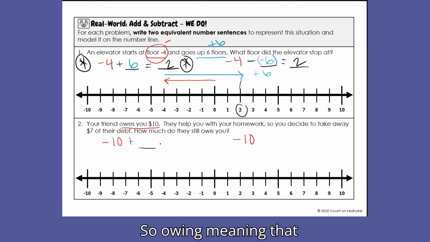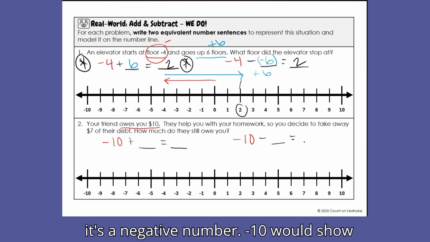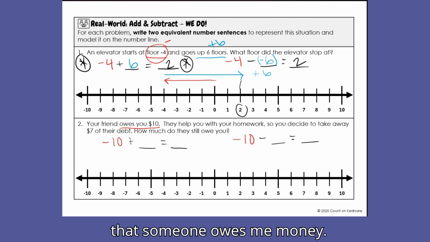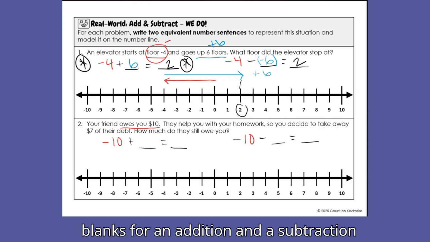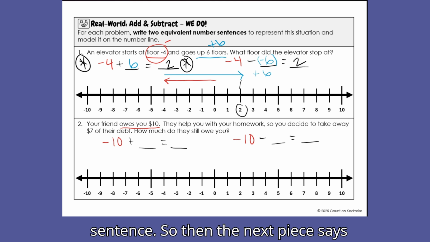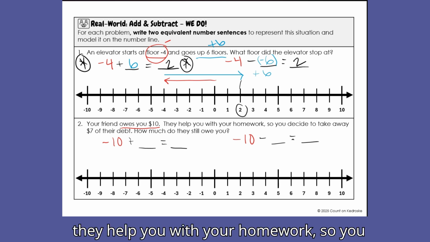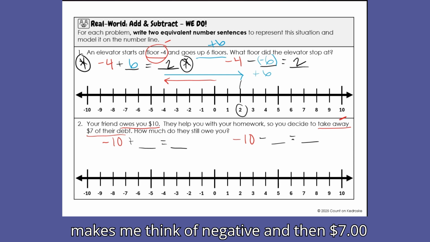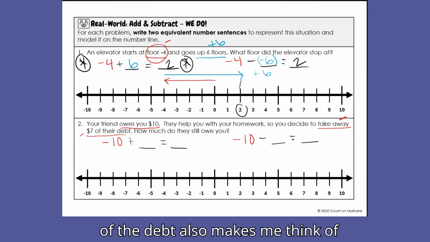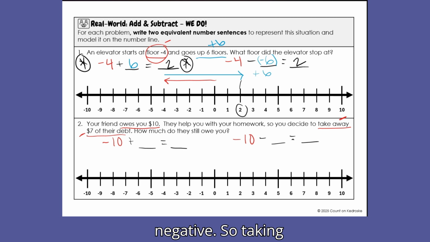So owing meaning that it's a negative number. -10 would show that someone owes me money. Then I kind of wrote my fill in the blanks for an addition and a subtraction sentence. So then the next piece says they help you with your homework. So you decide to take away $7 of their debt. Take away makes me think of negative, and then $7 of the debt also makes me think of negative.